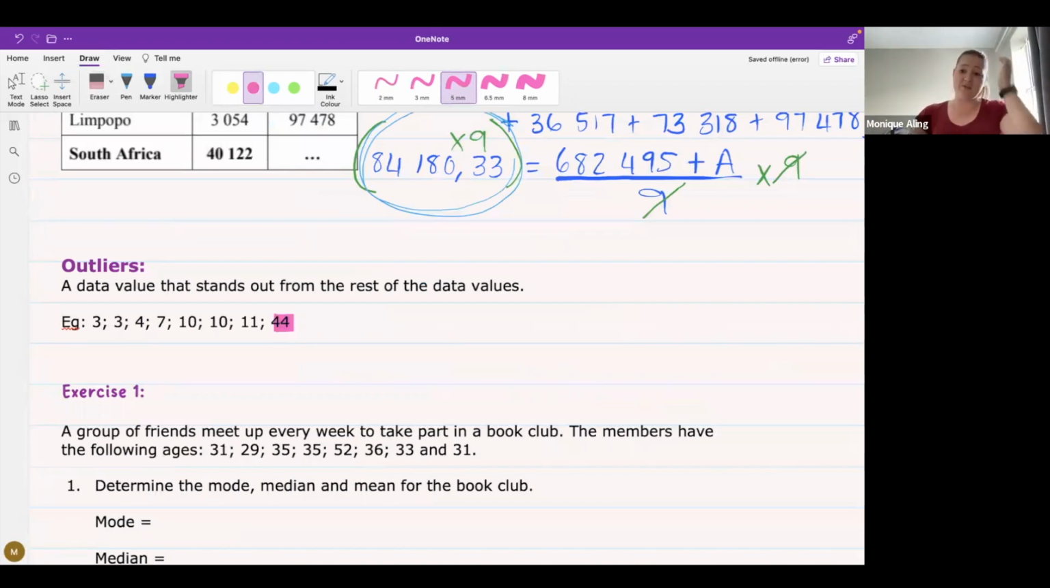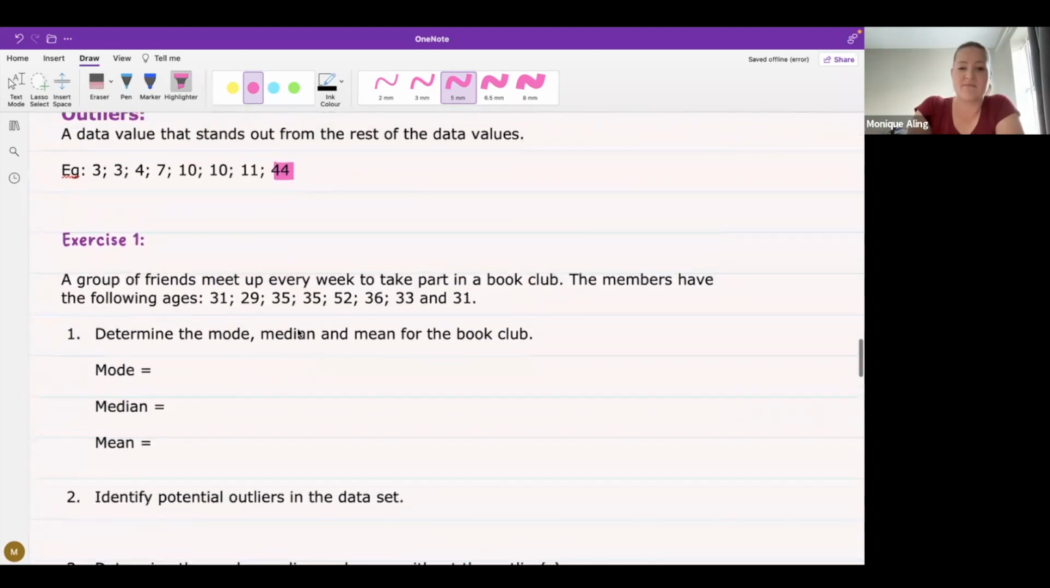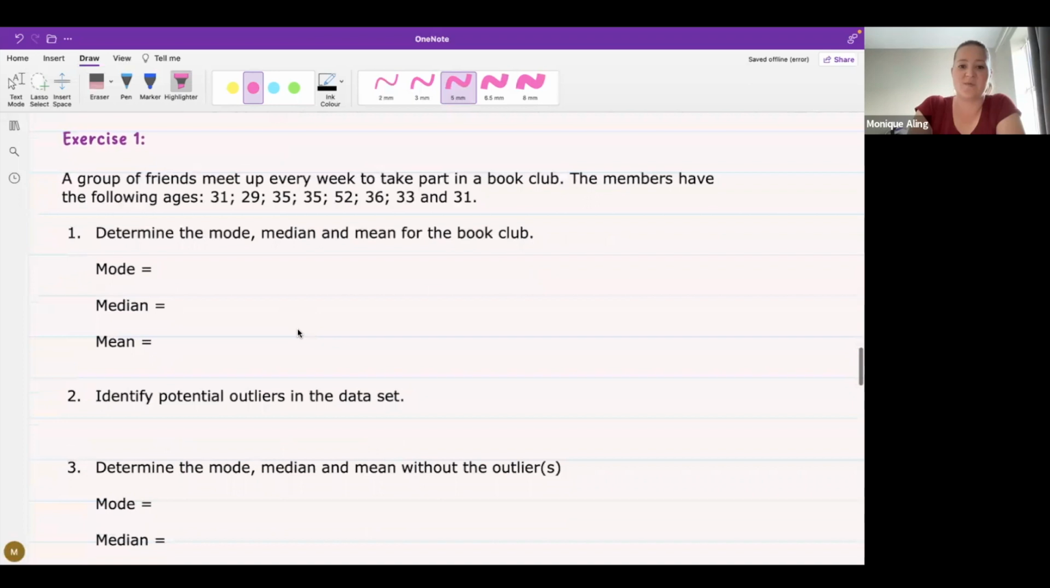But it doesn't necessarily have to be the highest number. Sometimes the outlier could be the lowest number. It could be very small compared to the rest. We could be looking at numbers in the hundreds and then all of a sudden have 10 or 11. So it doesn't always have to be the highest number. And sometimes it could be two really high numbers. So I could have said 44 and 50 on the side here, and both of those would be outliers. Okay, so keeping the concept in mind, let's try exercise 1.